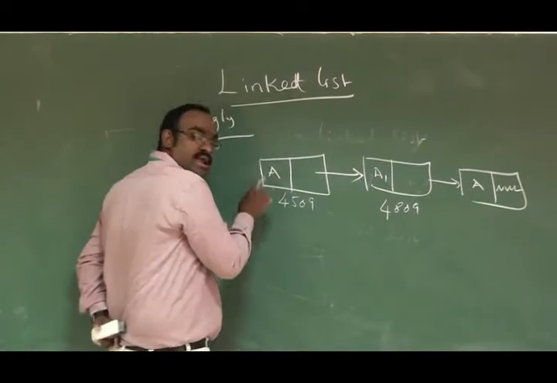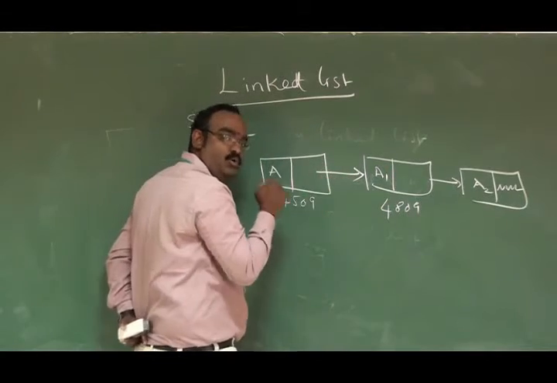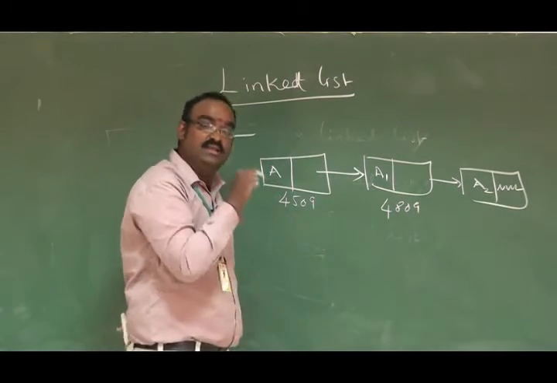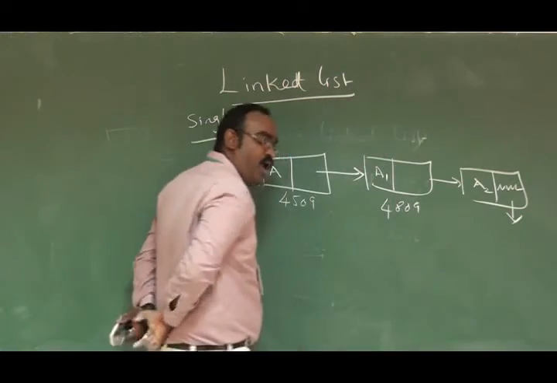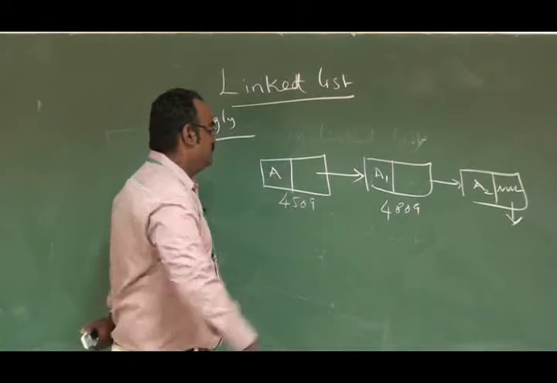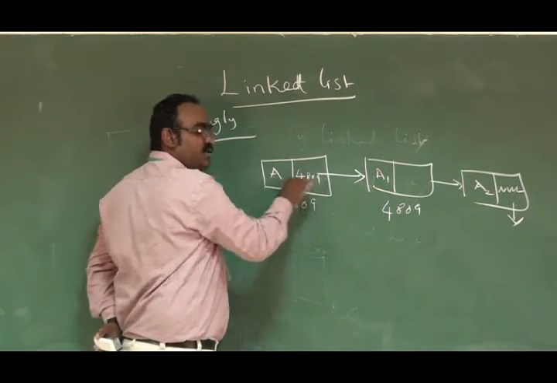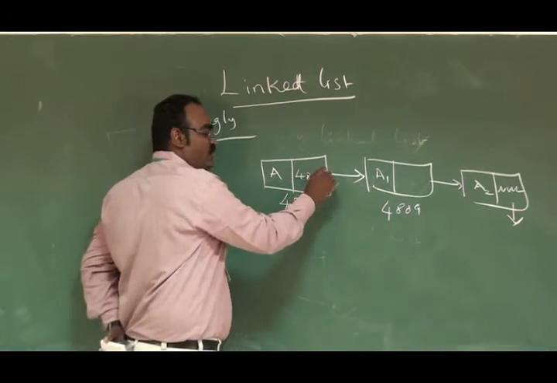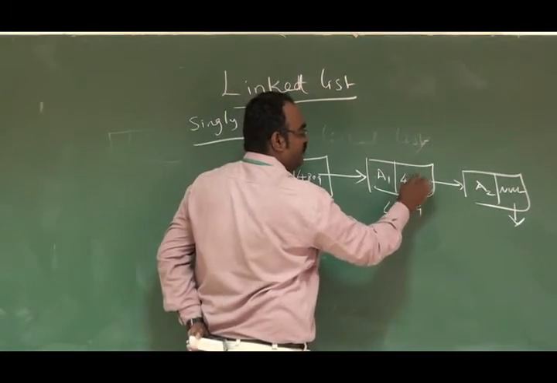So this is A, A1 and A2. The last element, how is it identified? When the list is completed, the list is over, we look at the pointer compartment of the last node, which is denoted by null. Starting from A, the pointer is 4809. Now traversing the list to 4809, which has A1, from another location, 4960.